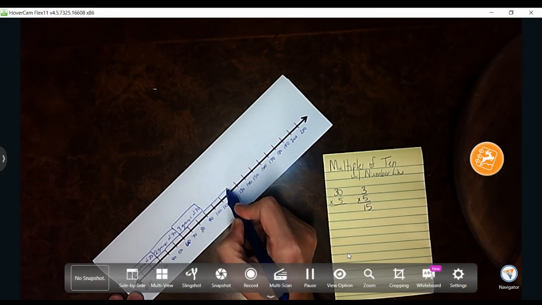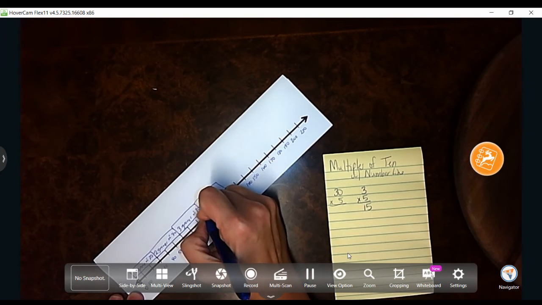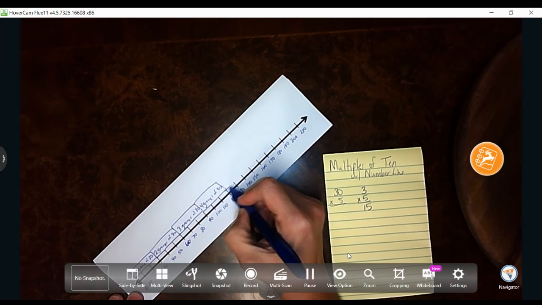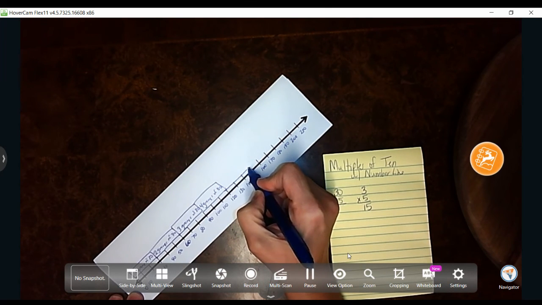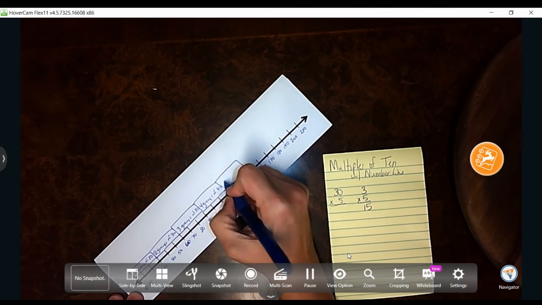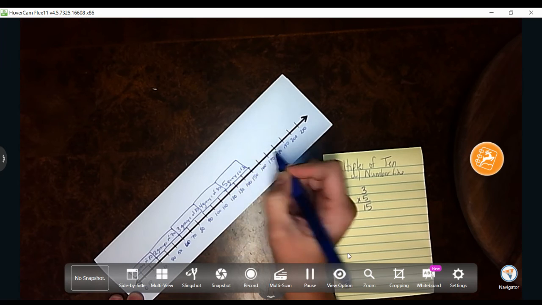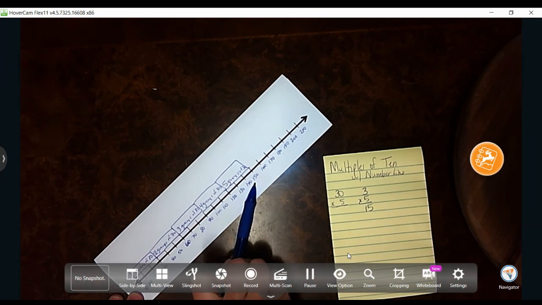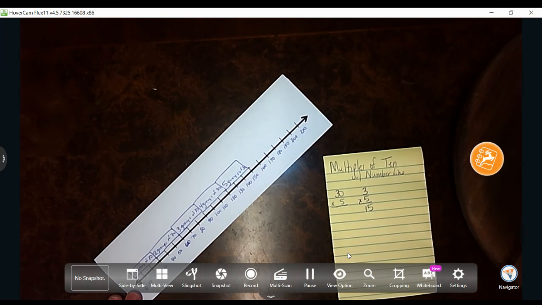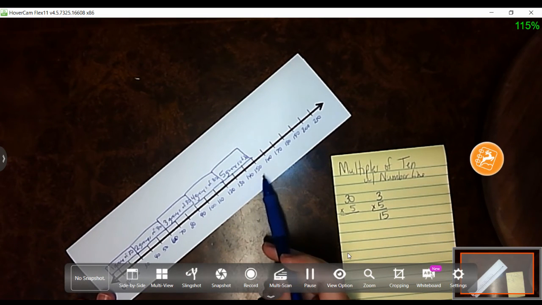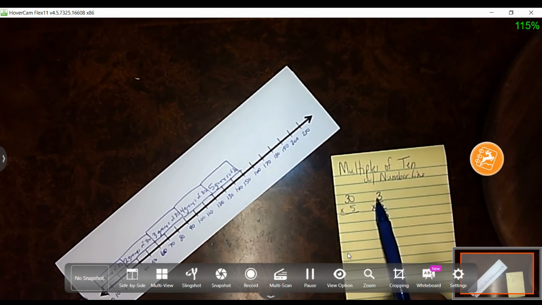10, 20, 30. This is 4 groups of 30. 10, 20, 30. Okay, this is 5 groups of 30. So I land at 150. Let's see if I can zoom in a little bit better. There we go. So I land at 150. This was 150, and 3 times 5 is 15.